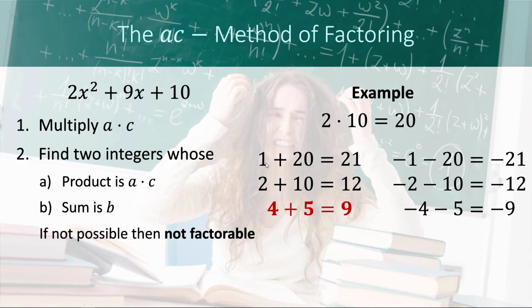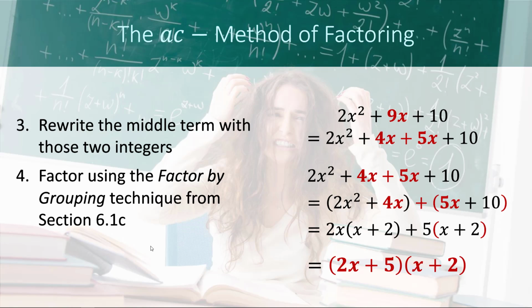Now clearly the factors 1 and 20 don't work, neither do negative 1 and negative 20. 2 and 10 don't work, they sum to positive 12 and negative 12 respectively. However, 4 and 5 are factors of 20 and they sum to 9. That is what we want. Now, if you cannot find factors of 20 that sum to the middle term, the linear term, then the trinomial is not factorable.